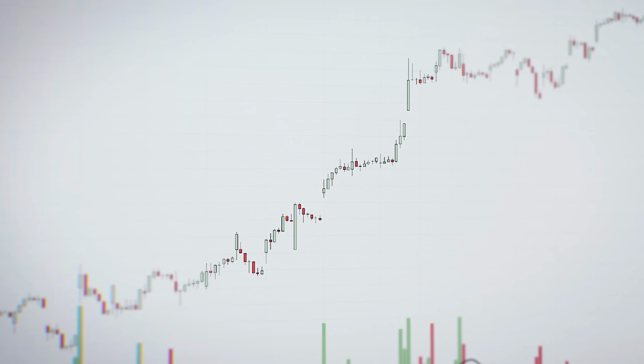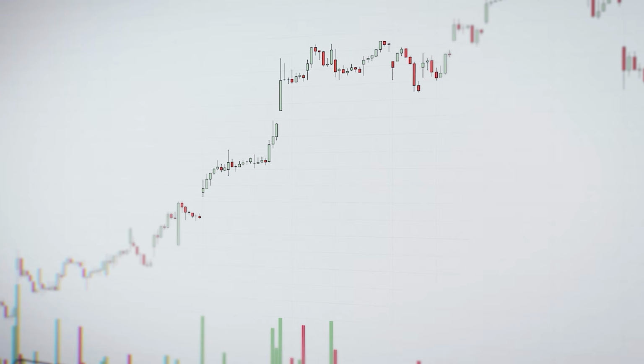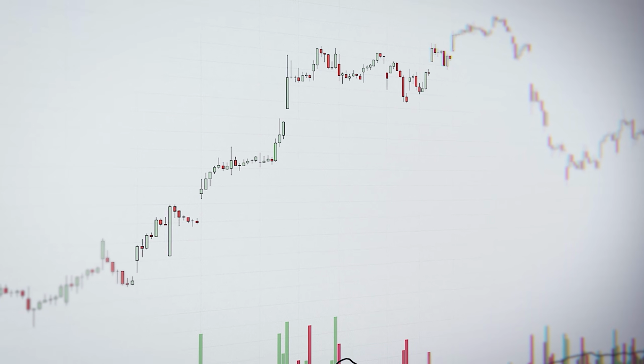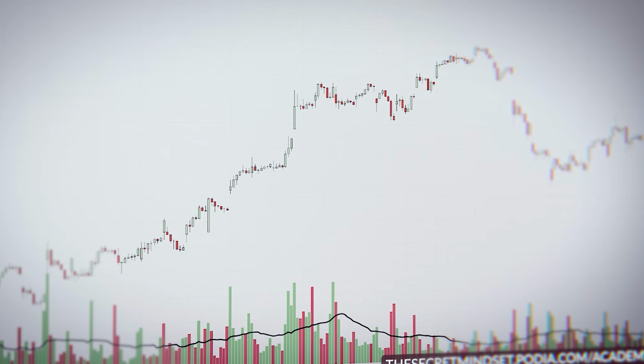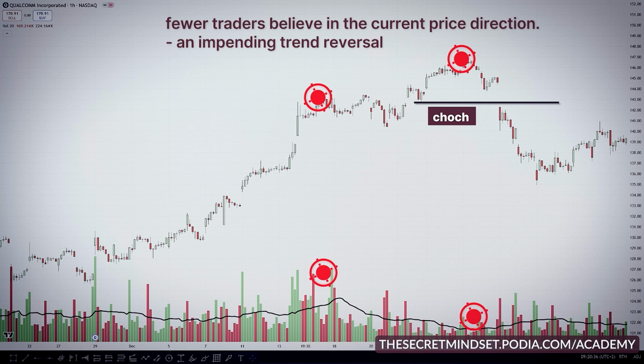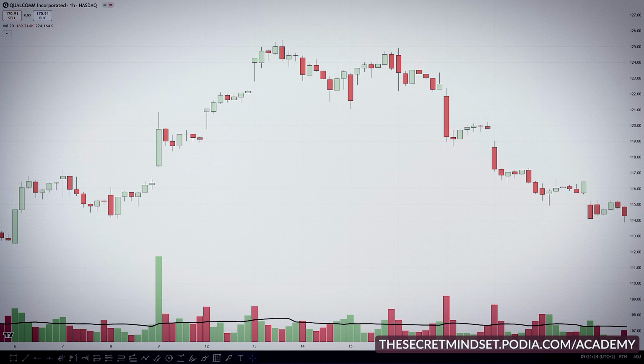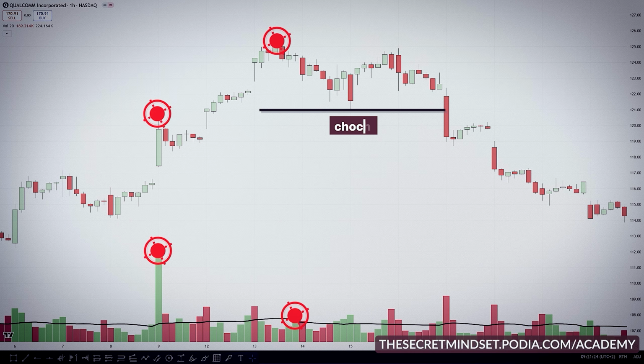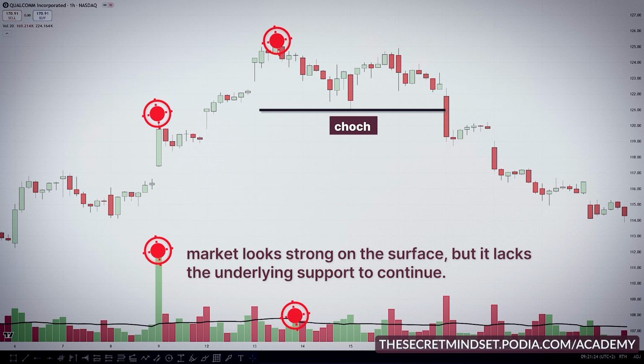I said it before, volume analysis goes beyond simple up and down movements. It's about understanding market sentiment and trader participation. A rising market with decreasing volume might indicate that fewer traders believe in the current price direction. This could signal an impending trend reversal. When volume fails to match price movement, it raises red flags. So look for these volume nuances and understand that volume is more than just numbers. It's a reflection of market sentiment. A rising market with weak volume might look strong on the surface, but it lacks the underlying support to continue.